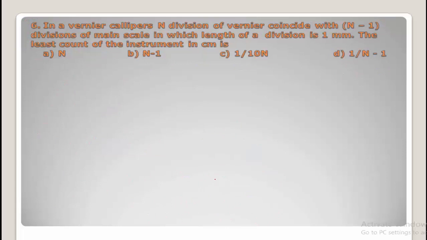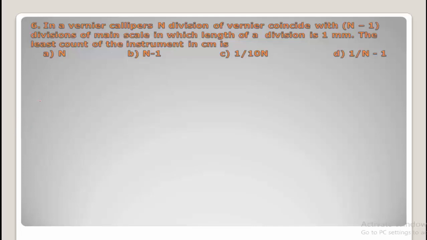So the next question is: in a vernier calipers, n divisions of vernier coincide with n minus 1 divisions on main scale, in which length of a division is 1 millimeter. The least count of the instrument in centimeter is.